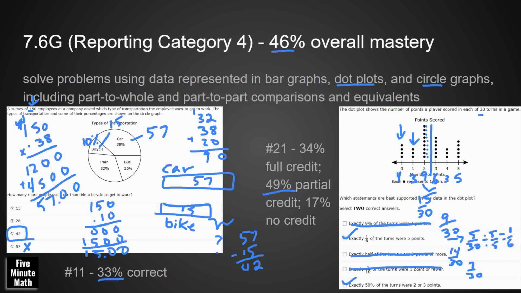We don't know which one. We don't get any data on the individual answer choices, so we don't know which one of these was a little bit easier for them to access. So overall, we get half credit on this, so that ended up being about 59% correct. So we did pretty good on 21. It was the number 11 that really threw us.